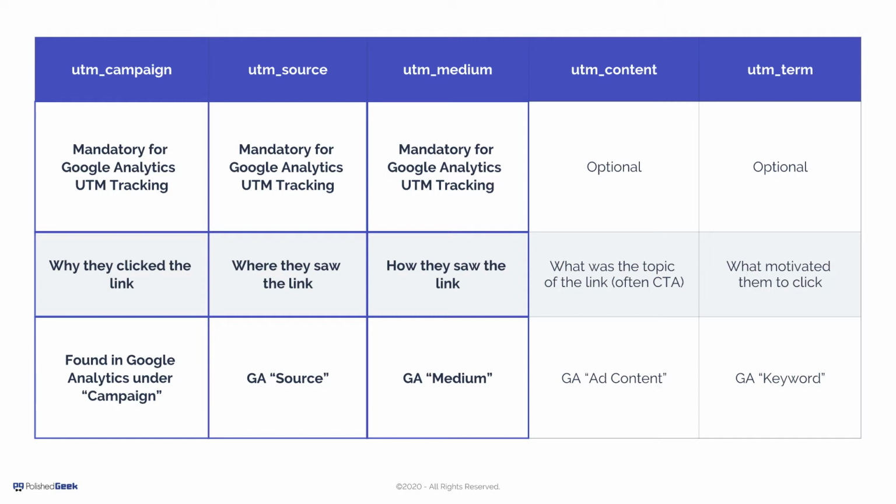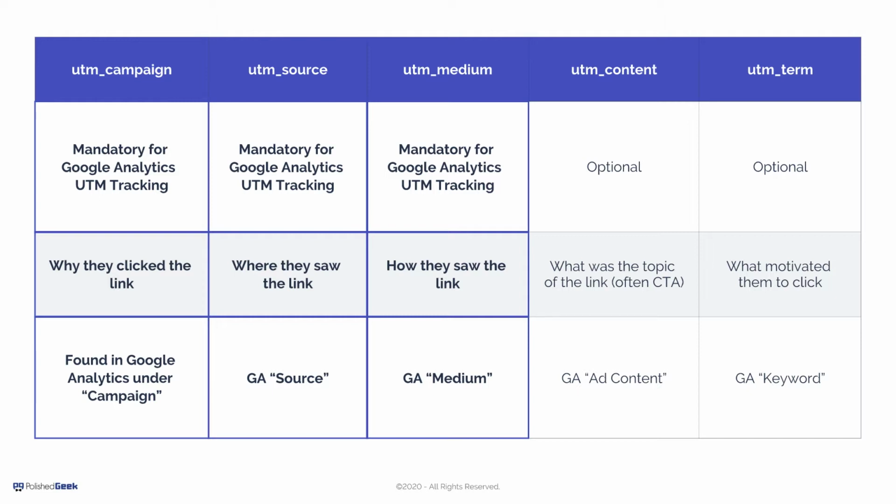And so think about this. The campaign is like, why are they clicking? What's a high level thing that you're doing that got their attention? And then UTM source is, where did they see it? Did they see it on Facebook? Did they see it on Google? Did they see it in a webinar or something like that? And then UTM medium is how they saw the link. Was it in an email? Was it in a PDF? Was it in a banner ad?